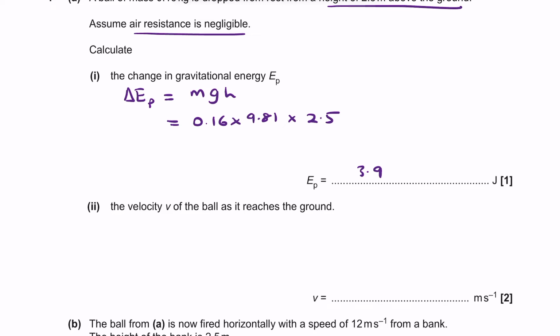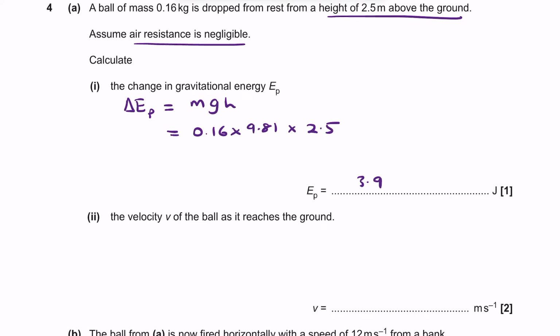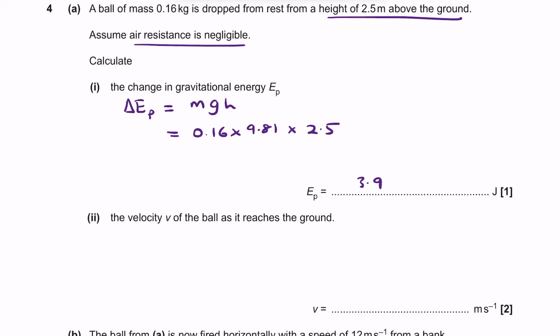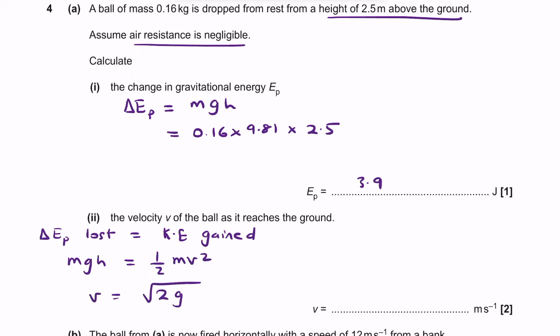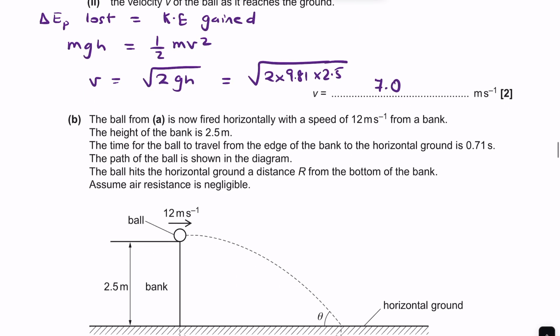Part II. What is the velocity v of the ball as it reaches the ground? Given that energy is conserved here, that there is no heat loss as there is no air resistance, we can safely say that all the gravitational potential energy lost is gained as kinetic energy. So EP lost is equal to KE gained, mgh equals half mv squared, and therefore v is the square root of 2gh, which is independent of the mass. So 9.81 times 2.5, square rooted, gives me an answer of 7.0 meters per second.